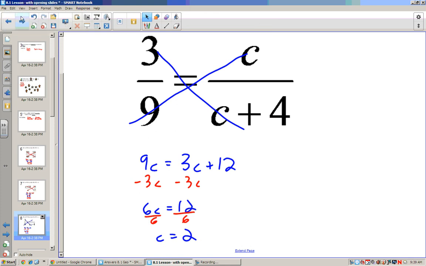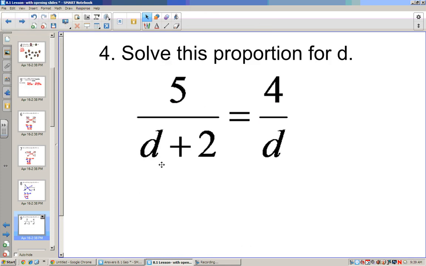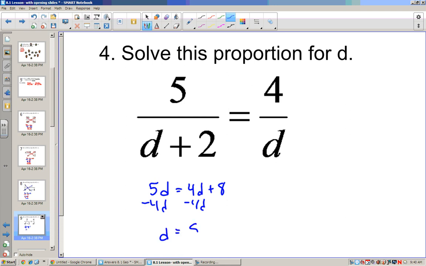Now I'd like you to do the same thing with this next one. Pause the video, see if you can do it on your own. When you're ready, start it back up. All right, hopefully you're done. So when I cross, 5 times d is 5d. 4 times d plus 2 is 4d plus 8. So I just subtract 4d on both sides, leaving d equal to 8. That one was nice and easy.